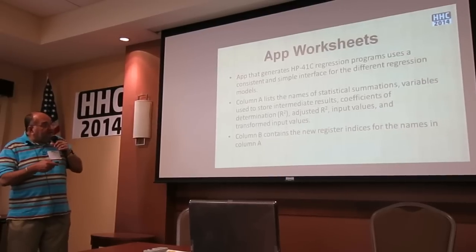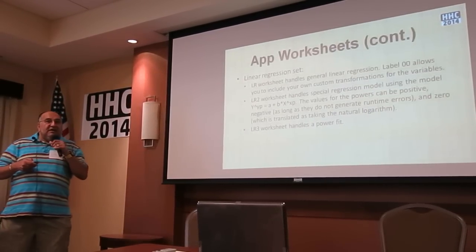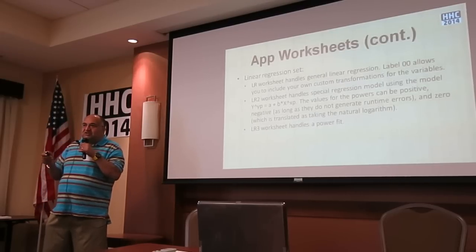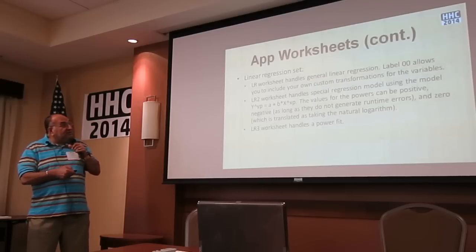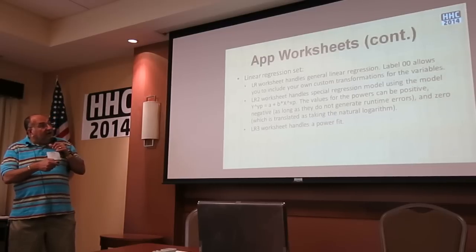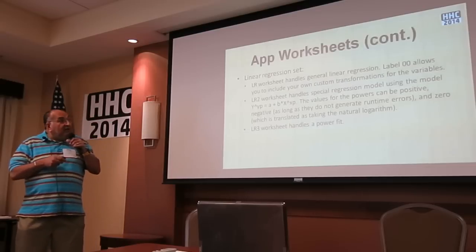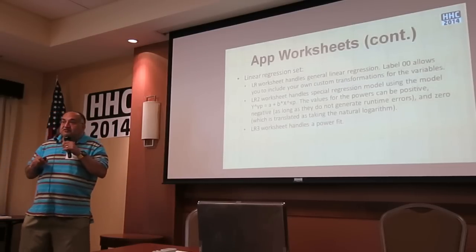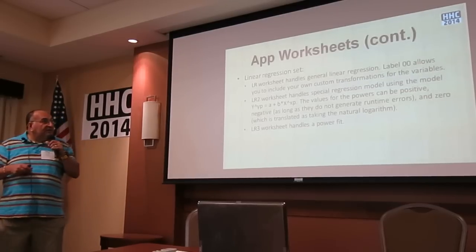And this is, I'm explaining the various columns. The Excel workbook has 11 worksheets divided into 4 groups. The first group deals with linear regression, and there are 3 worksheets. The one labeled LR handles general linear regression. It's just general. Now, if you look at the code, there's label 00 that allows you to include your own custom transformation, whatever you want.